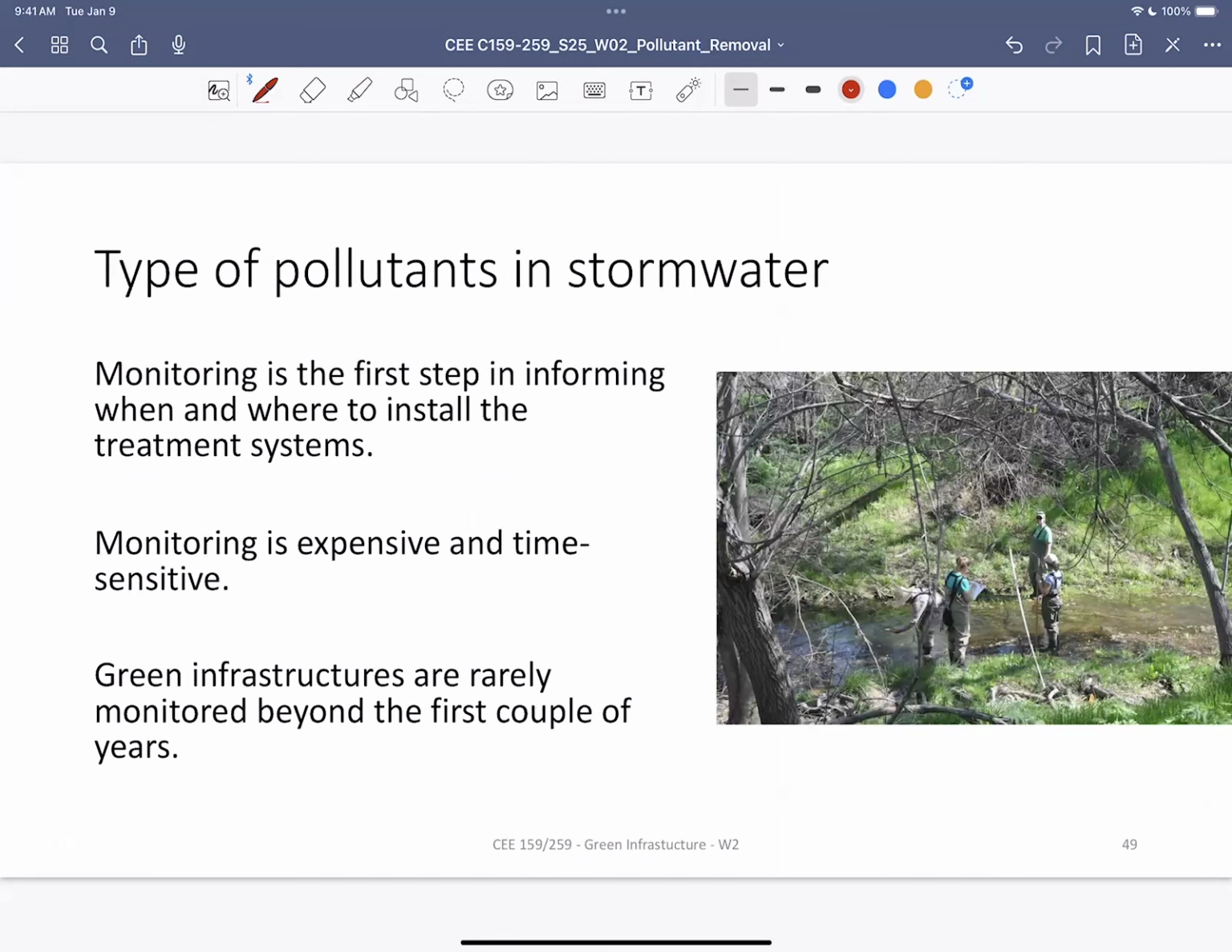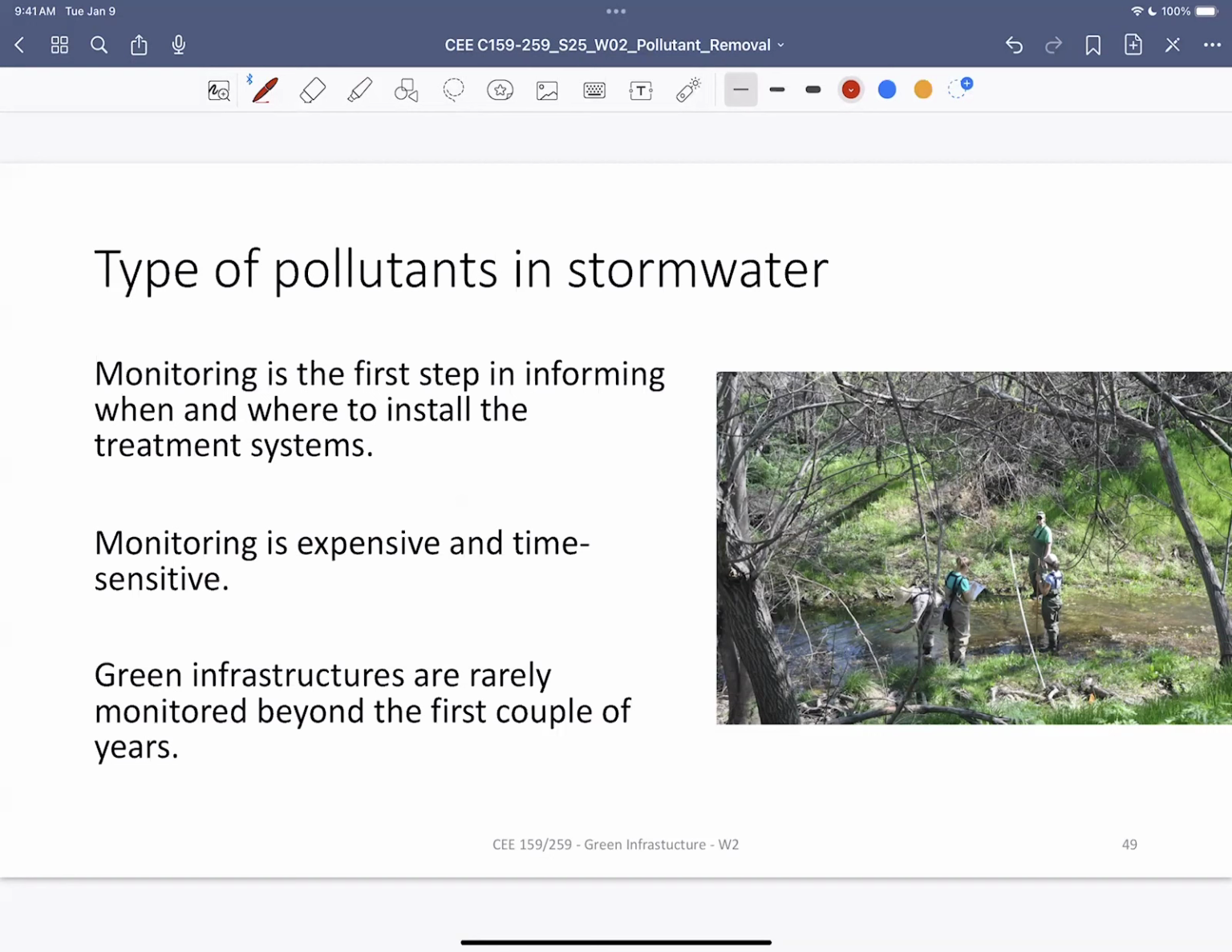So the first thing you have to remember is that most of the time the monitoring is very expensive, because it requires manual labor. It's also time sensitive. Whenever there are rainfall events, you go out there and take samples. So it's very critical for you to remember the different factors that could influence the concentration of pollutants in stormwater when you take samples.